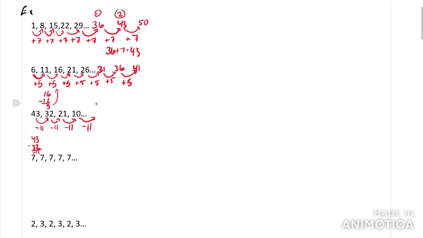So 10 minus 11 gives me minus 1. So negative numbers are totally okay in this. I'm going to go down by another 11. So this is going to give me negative 12. And then negative 11 is going to give me minus 23.